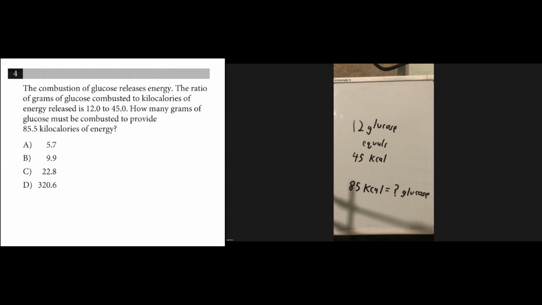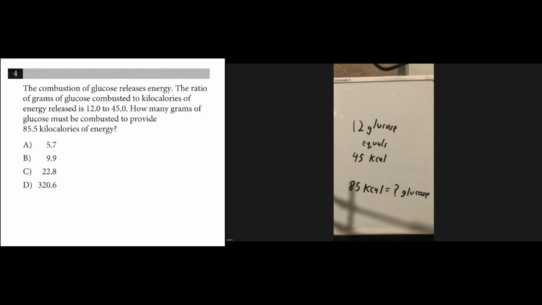Okay, for question 4, we're given that the ratio of glucose to kilocalories of energy released is 12 to 45. So 12 glucose equals 45 kcal. And so how many grams of glucose must be combusted to provide 85.5 kcal? I should write the 0.5 or whatever. The answers are pretty far off from each other anyway.